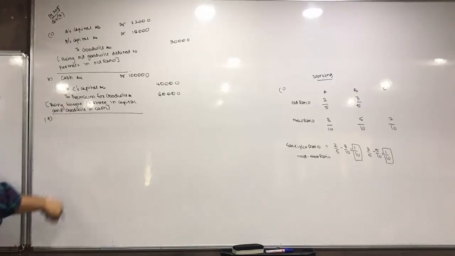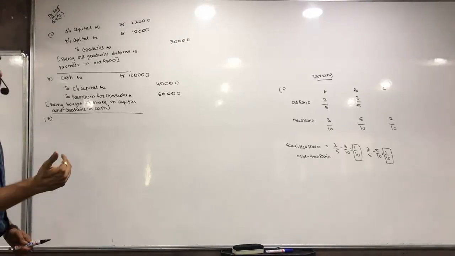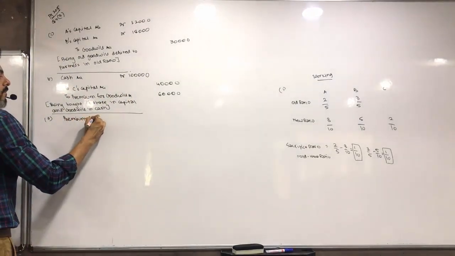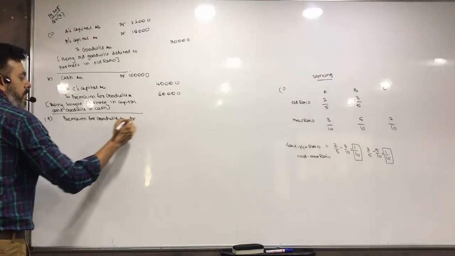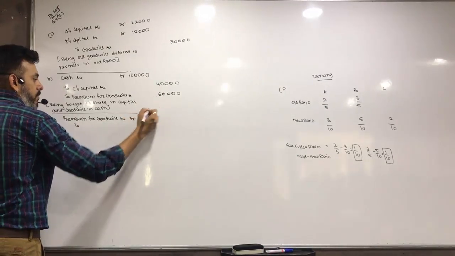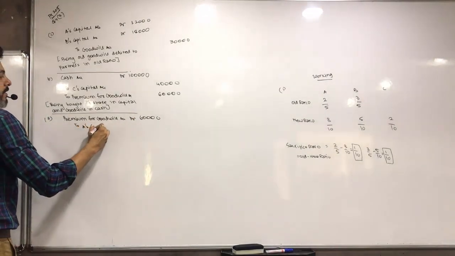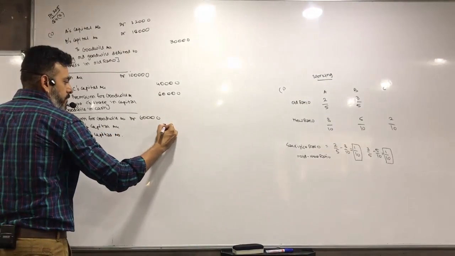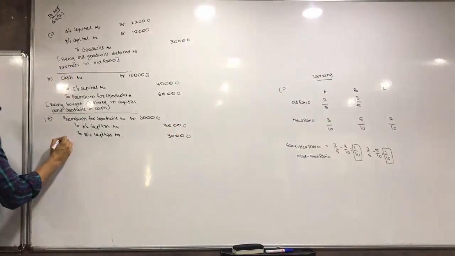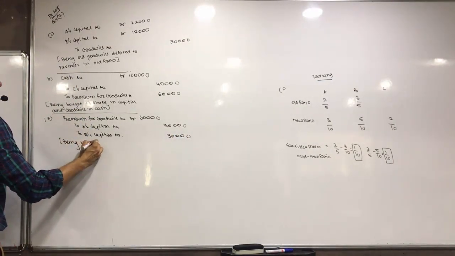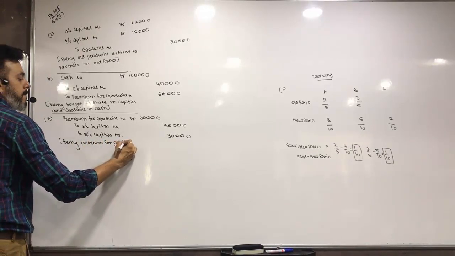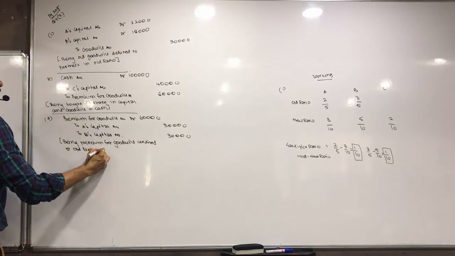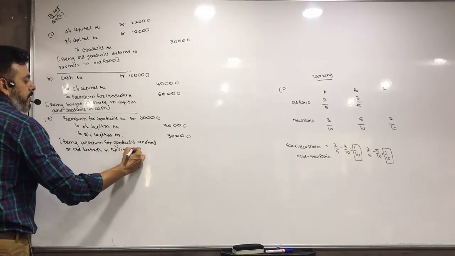What will we do with the premium for goodwill? Who will get the benefit? The old partners will get the benefit. In what ratio? Sacrifice ratio. So premium for goodwill account debit, to A's capital account and to B's capital account, 30,000 each. Being premium for goodwill credited to old partners in sacrifice ratio.